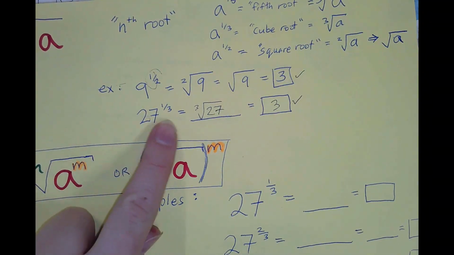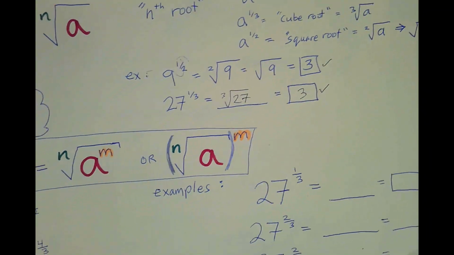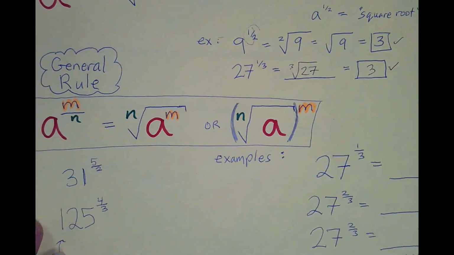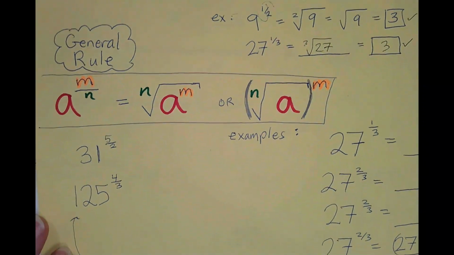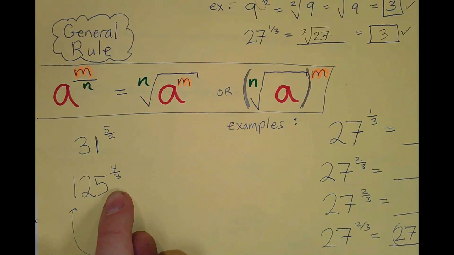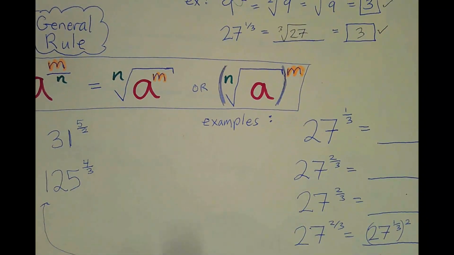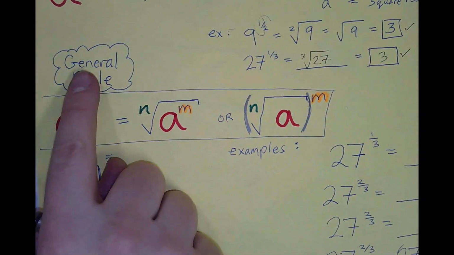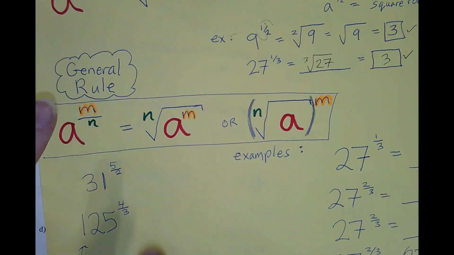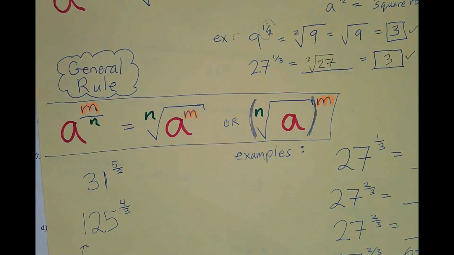So is it possible to do fractions as exponents? Absolutely. Sometimes the fractions do get a little bit more complicated. For example, if I had 31 to the 5/2 power, or 4/3, or 1/3, 2/3, you know, these questions can get more complicated, and that's why we have this general rule, which allows us to rewrite fractions as radicals.